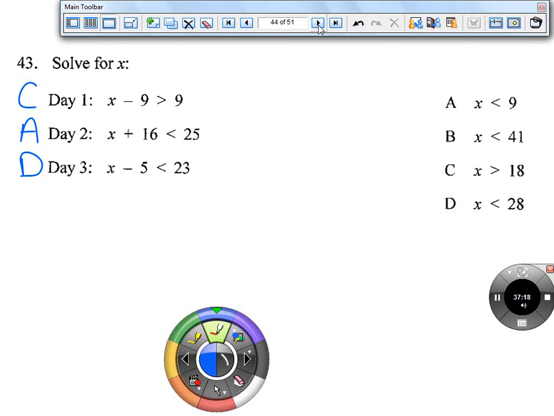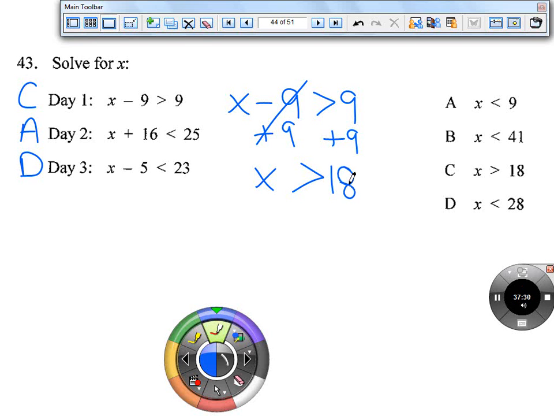Solve for x. Inequalities, you just solve them the same way you do the equations. So just add 9. So x is greater than, looks like 18. So C.